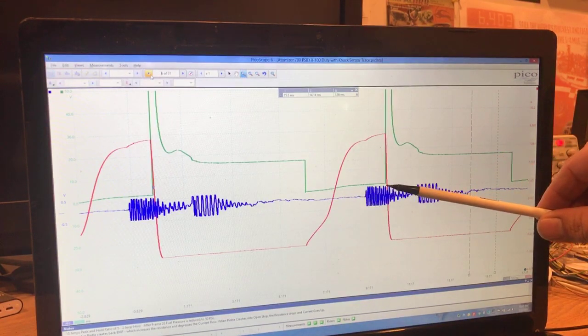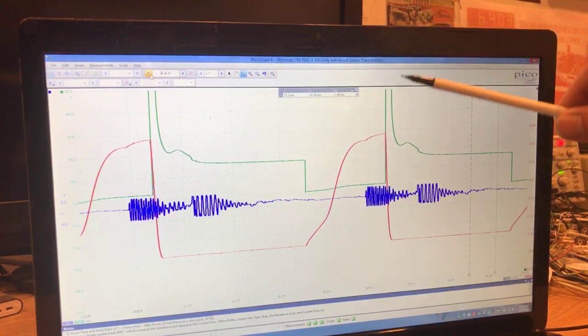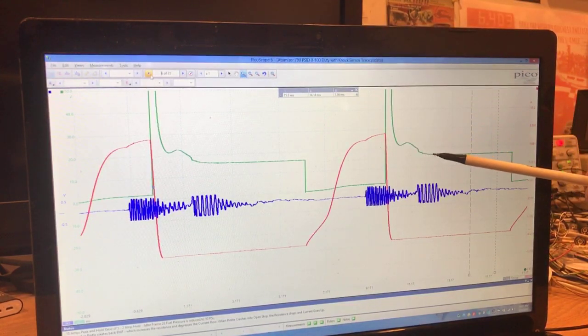And then this is where it releases the ground and we get an inductive spike in voltage that flies way up off the screen. And then it slowly settles back down to battery voltage again until the next time it's time to open the injector over here.